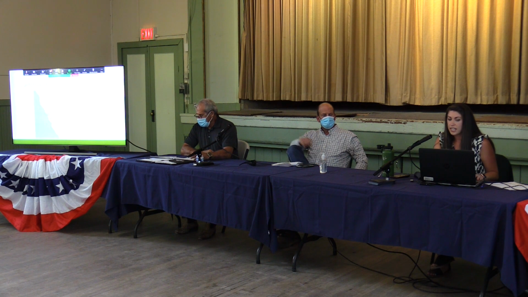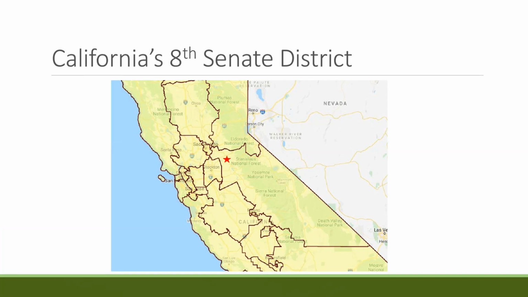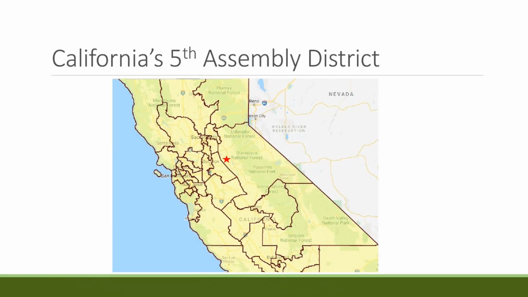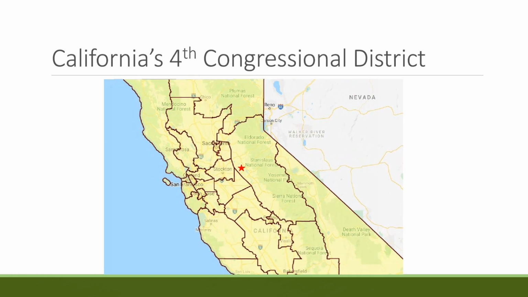This is just a picture of California's 8th Senate District. The star is Calaveras County and where we're located in that district. You can see that it's primarily rural counties, but it does cut into larger counties, typically the rural areas of those counties. We also have California's 5th Assembly District. Again, Calaveras County is right here on the edge with the star. The 4th Congressional District, so your U.S. representative. And then the Board of Equalization.